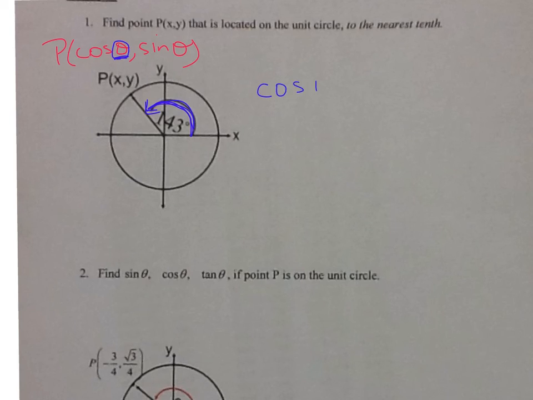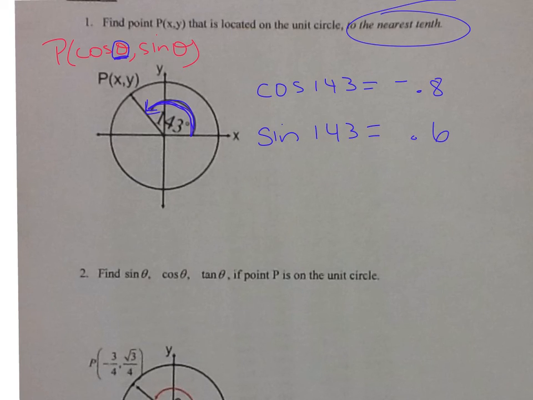So cosine 143 degrees, just plug that in your calculator. I want it to the nearest tenth, so you get negative 0.8. Then sine theta, which is sine 143, plug it into your calculator, to the nearest tenth is 0.6. So therefore, this point P is negative 0.8, because that's your x value, which is cosine, and your y value, which is sine, is 0.6. That makes sense, because you're in quadrant 2, where your x value is negative and your y value is positive.